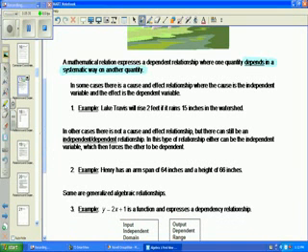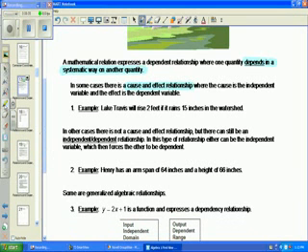It says in some cases there's a cause and effect relationship. That was when I was talking about the gas and the car. In order for the car to move, it has to have gas in it. The cause is an independent variable and the effect is a dependent variable. Example: lake levels will rise 2 feet if it rains 15 inches in the watershed. So what happens?